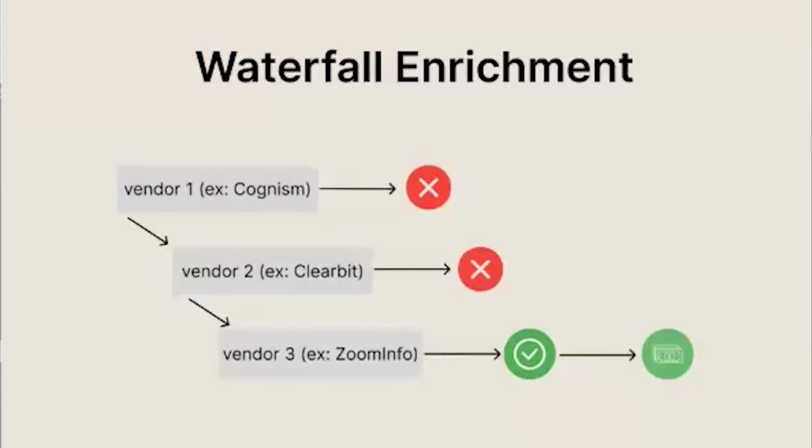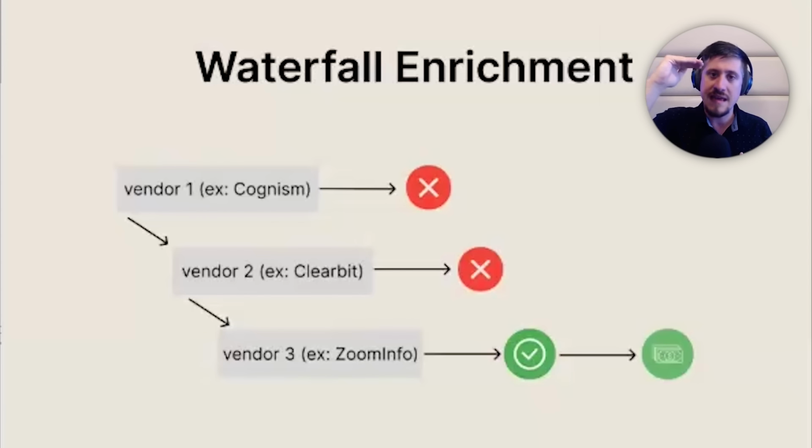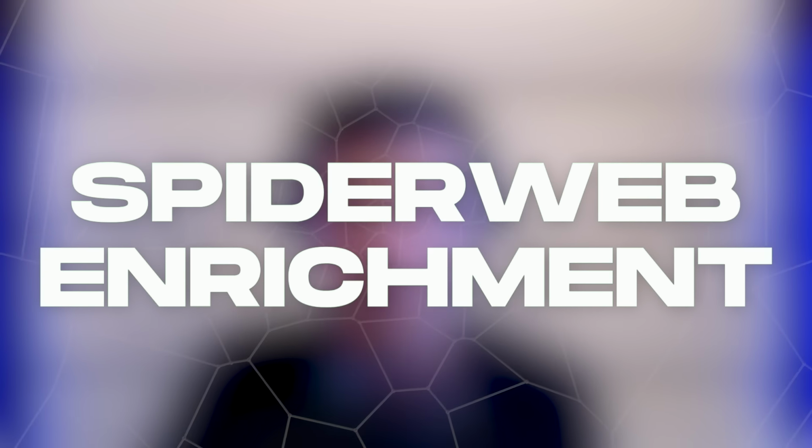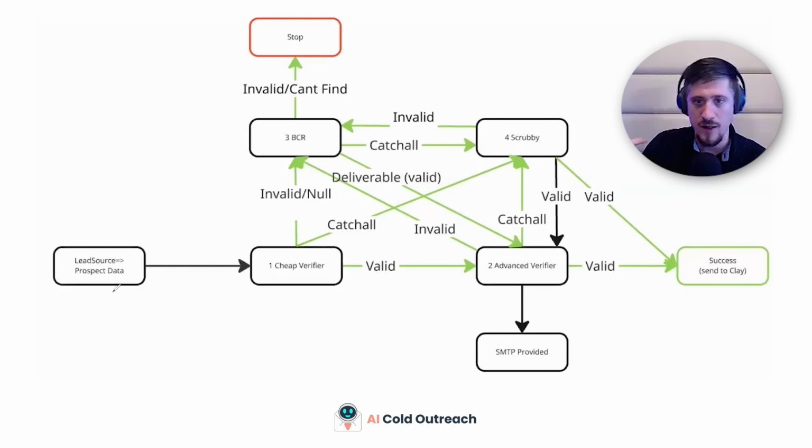short version. So most people have the idea of waterfall enrichment, where you get an email. If you get it from one vendor, great. But if it fails, you go to another vendor, and then you try to validate it afterwards. We do something similar, but we call it Spiderweb enrichment because that's a lot more accurate underneath the hood. Here it is in all its glory and all its horror.